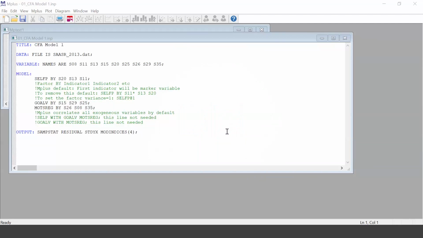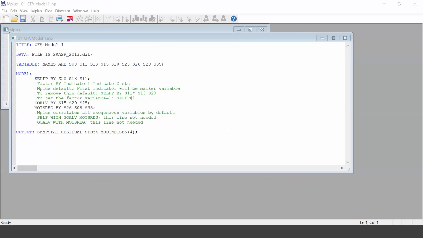So we have data on particular items that measure self-perceptions, goal valuation, and motivation self-regulation. For this example, we're going to imagine that we have 3 factors. Each factor is measured by 3 indicators, and those indicators are actually named on the variable command. So let's start talking through this.